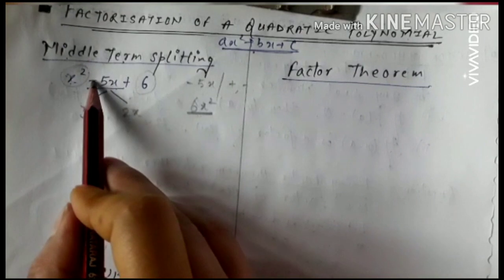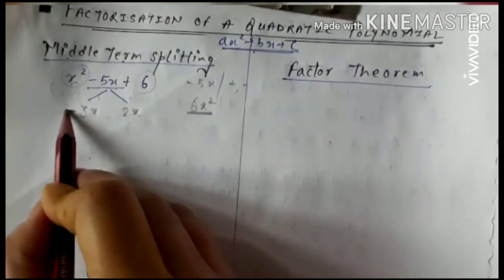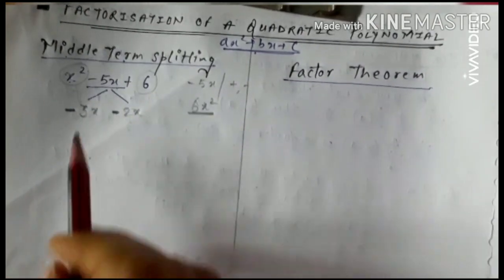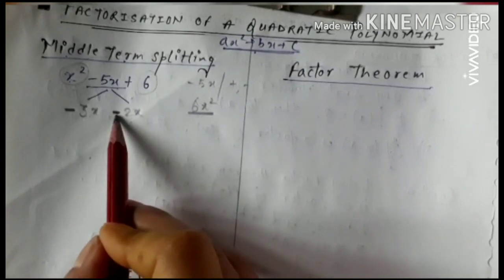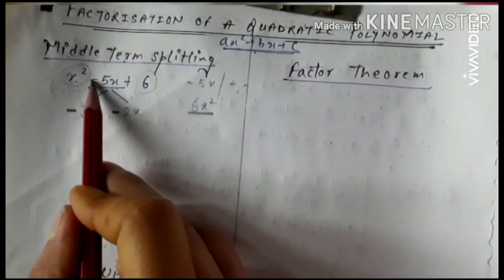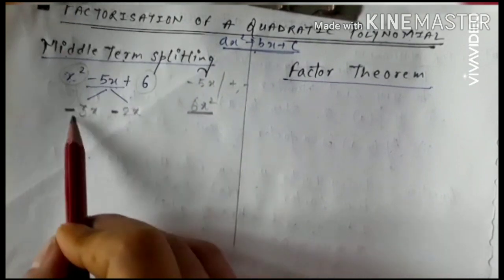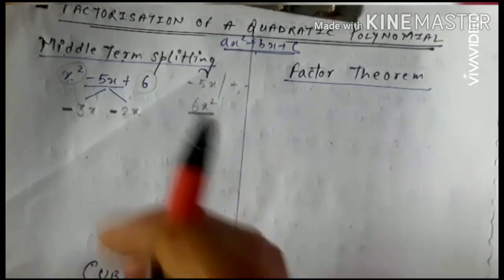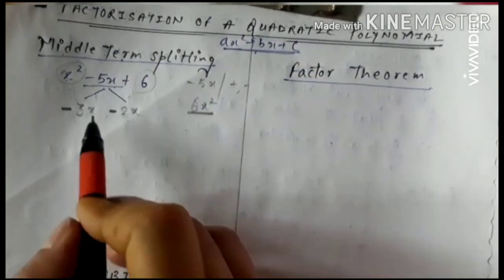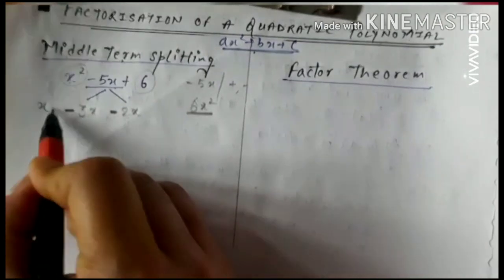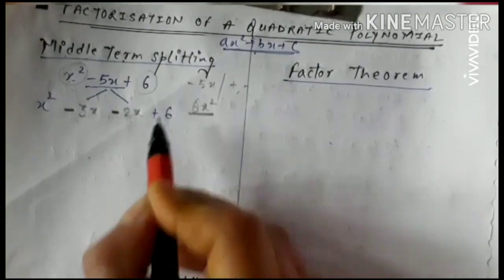Now it is subtraction. So we will take both signs as minus, because minus minus becomes plus and we get minus. On adding, minus 3 minus 2 is minus 5, it becomes minus 5x. Here this is the split. We have split the middle term. First remains as it is, last remains as it is.